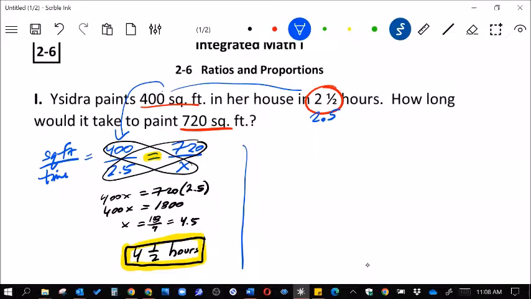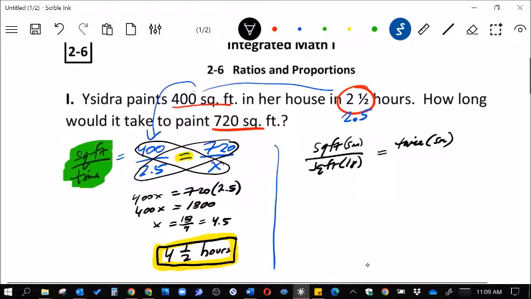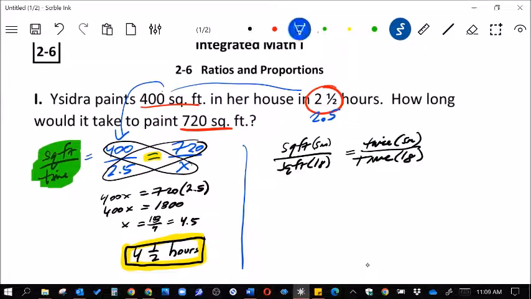Notice that here I did square feet over time. Now I'm going to do it a little differently. I'm going to do square feet of the smaller one over the square feet of the larger one, equal to the time of the smaller divided by the time of the larger. Now, that's a ratio in a way. It still is. It's just not self-contained.